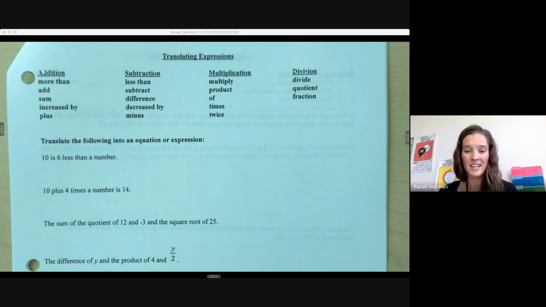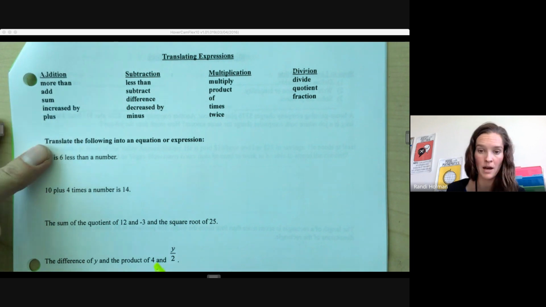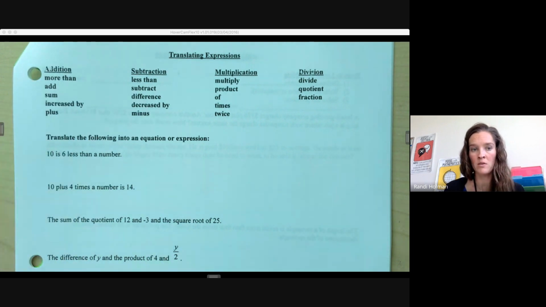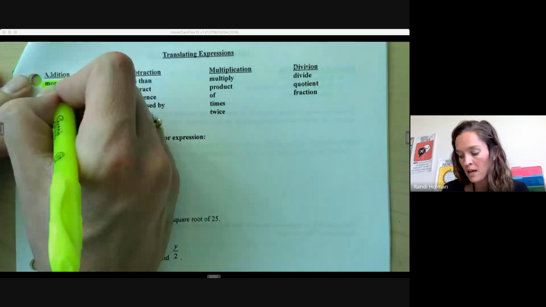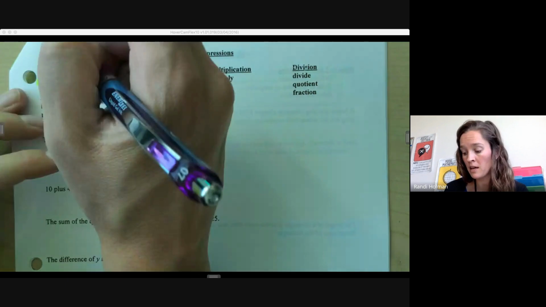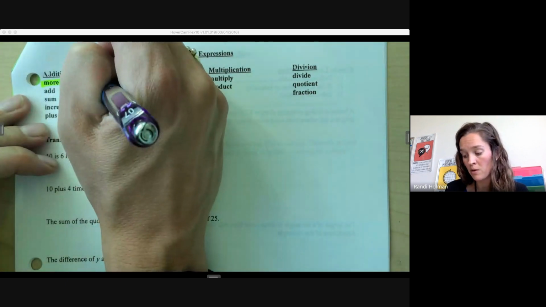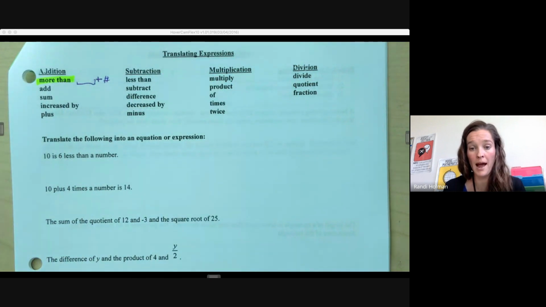So addition, keys that you're going to use addition: more than, add, sum, increase by, plus. Some of these that we want to take particular note of is more than. We also have to think, what are we doing more than? So anytime you see more than, leave a space and then however much more than. So if it's 7 more than, we're adding 7 to something. So we have to know what that something is first.